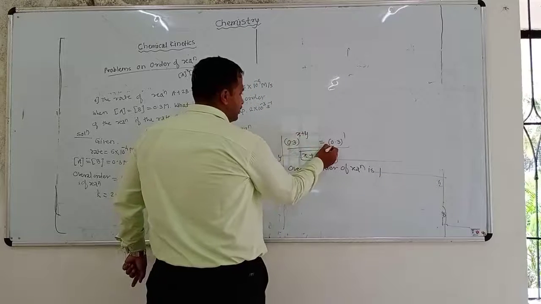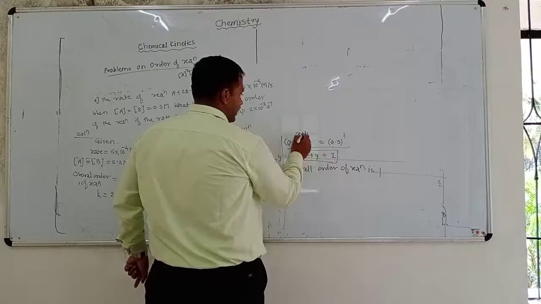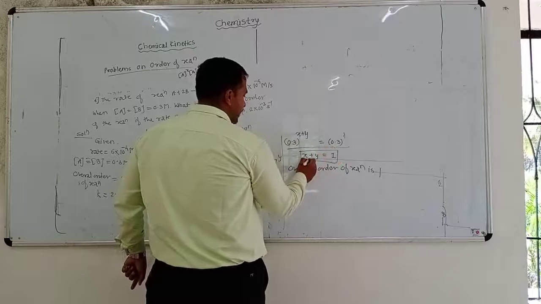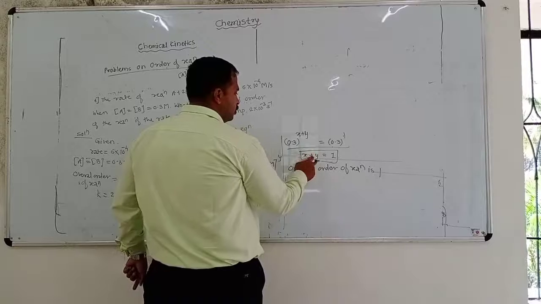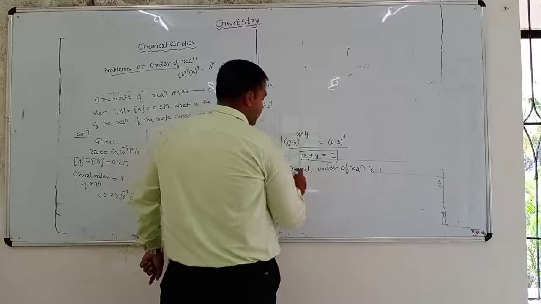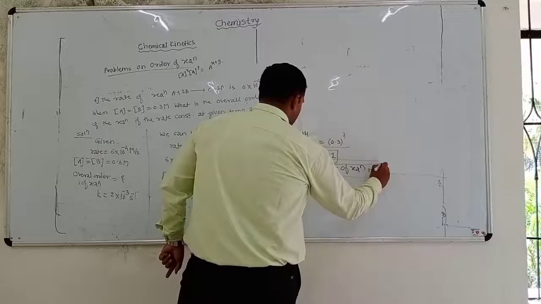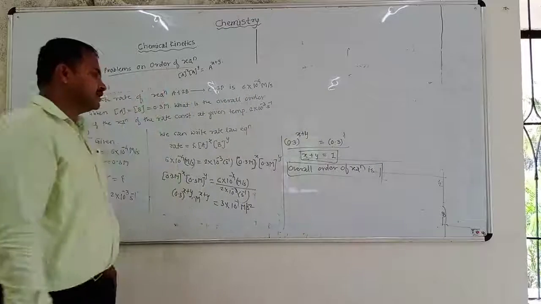0.3 x plus y, 0.3:1 आहे, म्हणजे x plus y is equal to 1. x is the order with respect to A, y is the order with respect to B. दोन्हीचे मिळून असणार 1. Overall order of reaction is 1. इथे कोणाला काही डाऊट आहे का? एक समजणं गरजेचं आहे.